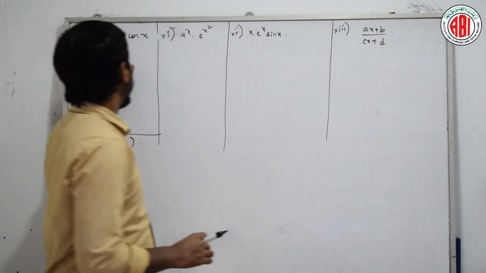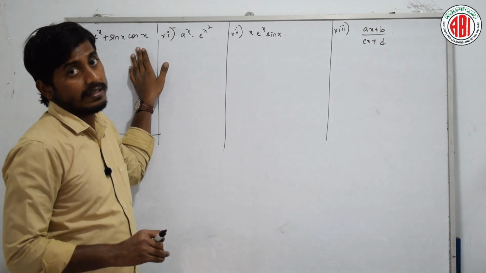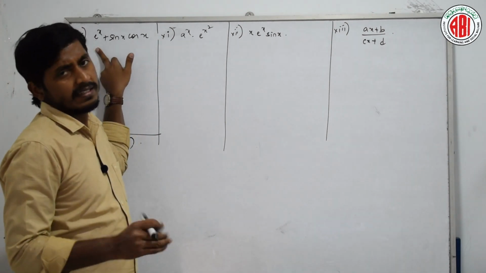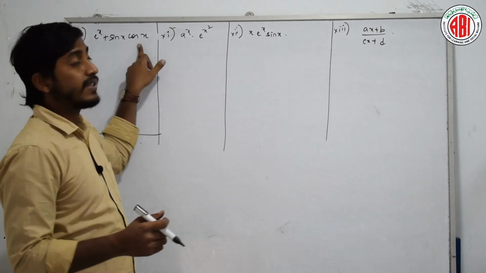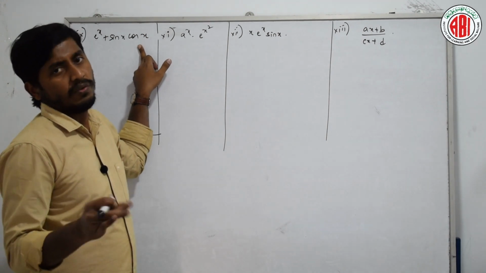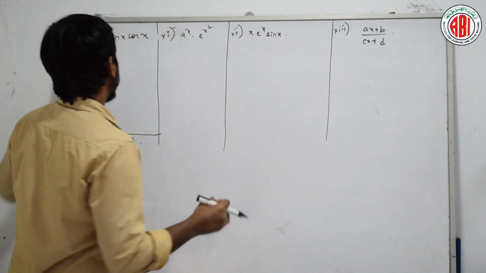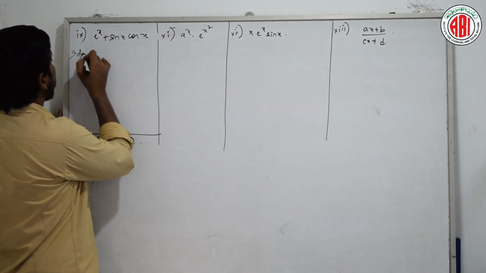Here he gave e power x plus sin x into cos x. Right? What is the differentiation of e power x? Direct e power x. Differentiation of sin into cos will be the uv rule. Is it fine? See here, let us write the solution.